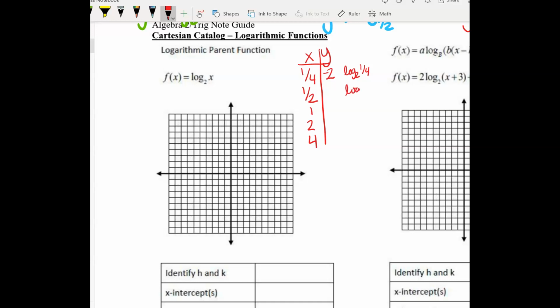What is log base 2 of 1/2? Negative 1. What is log base 2 of 1? 0. What is log base 2 of 2? 1. What is log base 2 of 4? 2. So one way to build this table is just to basically build a logarithm parent function.